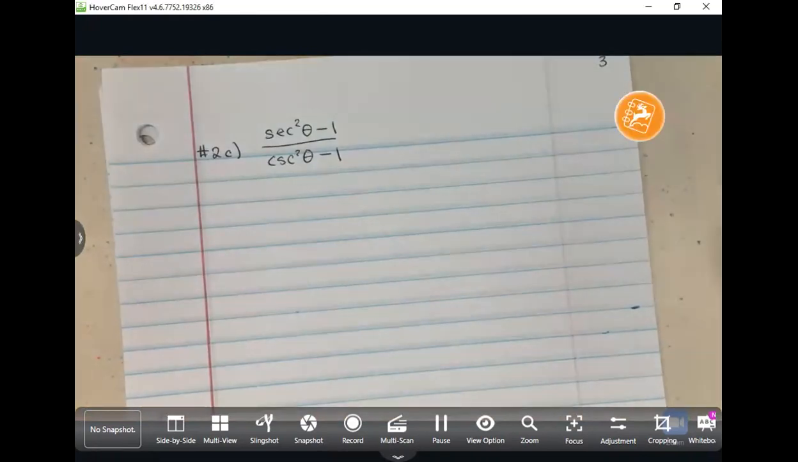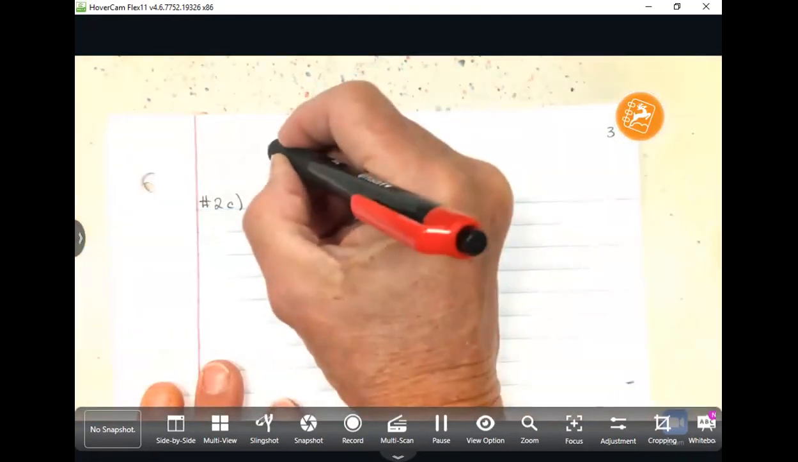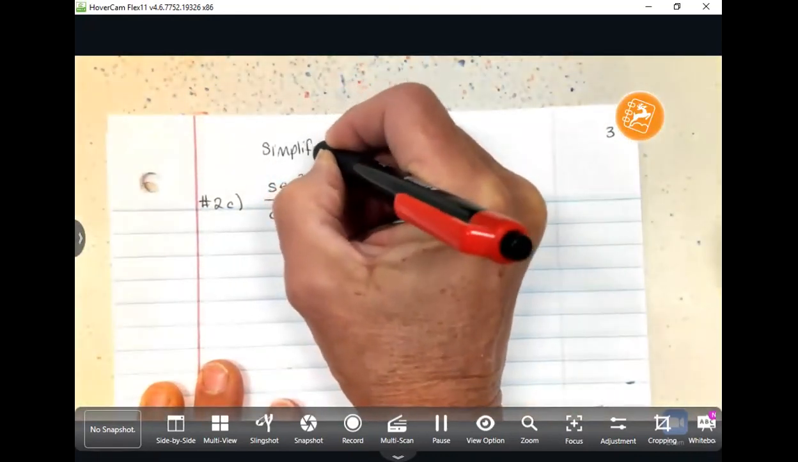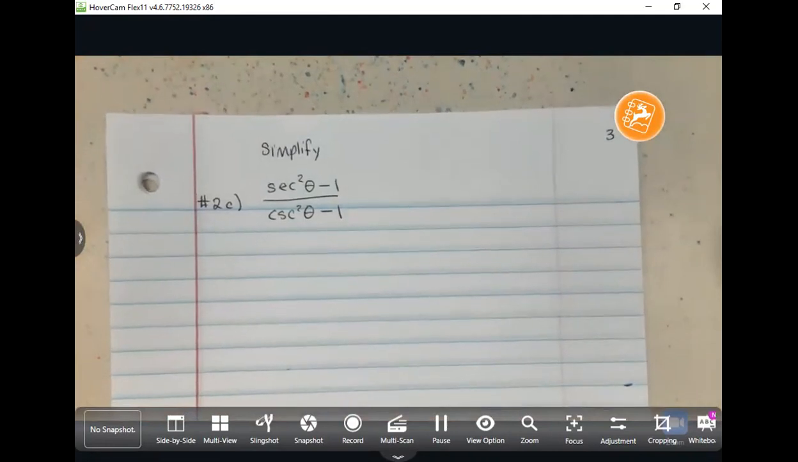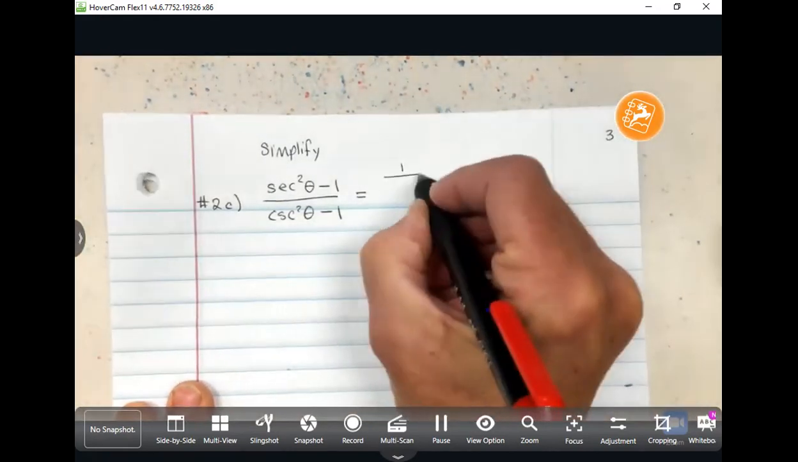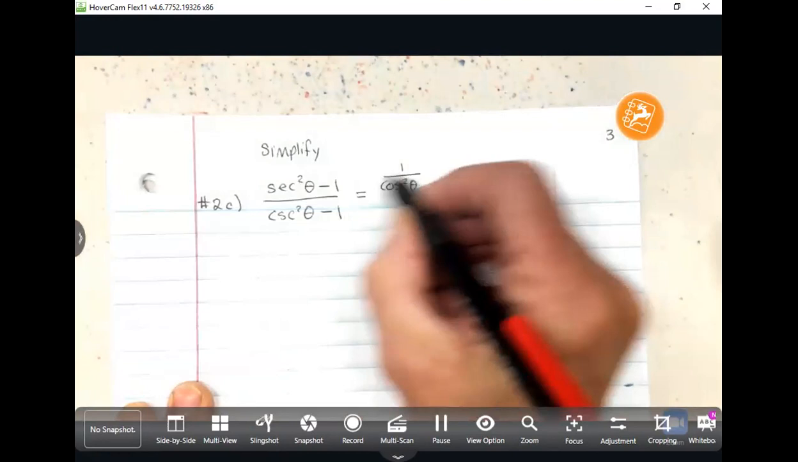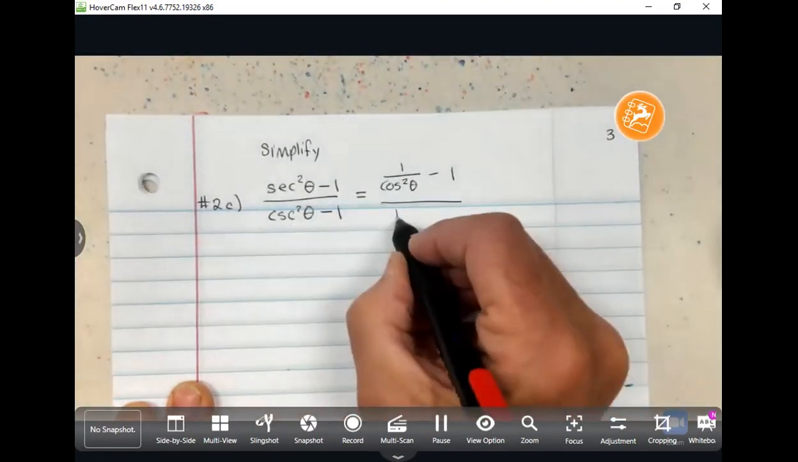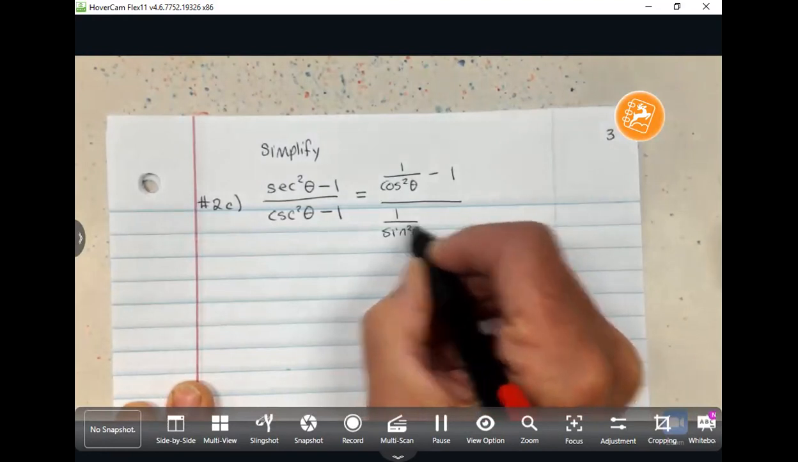The instructions on this one are to simplify. So simplify typically means write in terms of sines and cosines and see what happens. Several ways you can do this. Probably the obvious way is to say that secant is 1 over the cosine, so secant squared is 1 over the cosine squared. Cosecant is 1 over the sine. So I'm going to write those in terms of sine and cosine. So this becomes 1 over the cosine squared. Then I subtract that 1. This is 1 over sine squared. And then I subtract that 1.